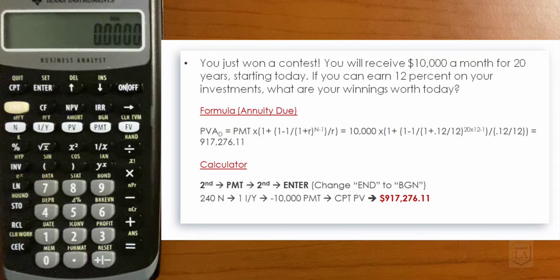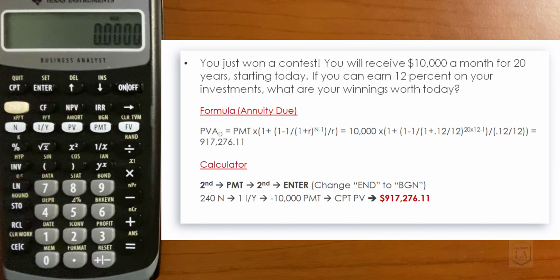Congratulations, you just won a contest, and you'll receive $10,000 a month for 20 years starting today. Your interest rate would be 12% on your investments. Even though it doesn't say anything, by default, if it doesn't say anything, it means it's an annual rate. So annually, you're getting 12%. What are your winnings worth today? So it's asking you about the present value.